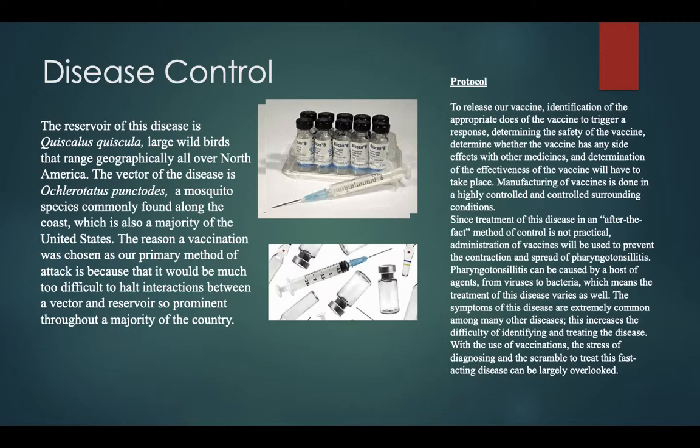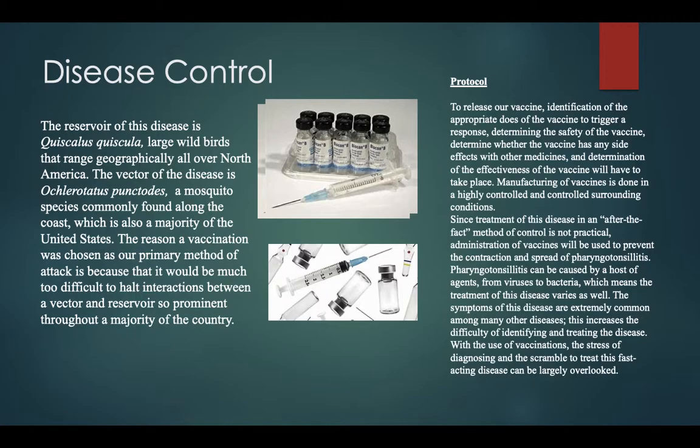From our patient list, we can see that pharyngeal tonsillitis has been seen in central to southeastern United States, with cases in southern Alaska and New Hampshire. Alaska appeared to be the area with the largest mortality rate, therefore vaccines would start there. The protocol for our vaccinations is to identify the appropriate dose of the vaccine to trigger a response. Determining the safety of the vaccine can determine whether the vaccine has any side effects with other medicines, and determination of the effectiveness of the vaccine will have to take place.